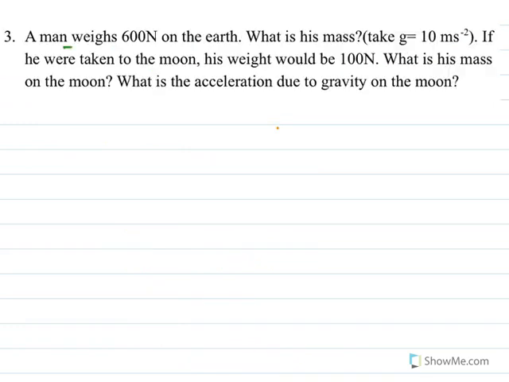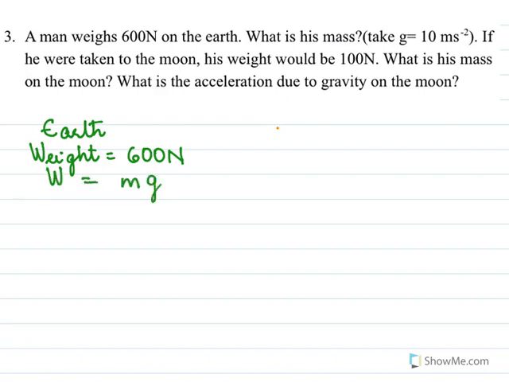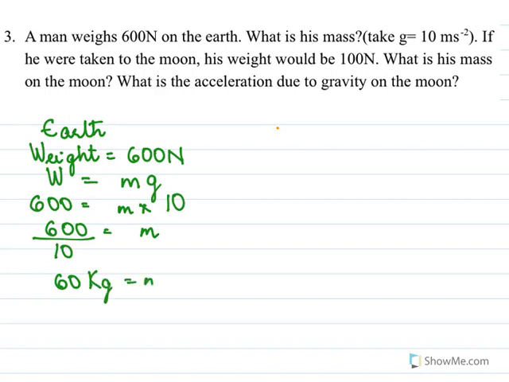A man weighs 600 newtons on the earth. His weight is equal to 600 newtons. We have to find his mass. So we use the formula W = M × G. Now the weight we know is 600. The mass we do not know, but the G is 10. So mass equals 600 over 10. So 60 kg is the mass.